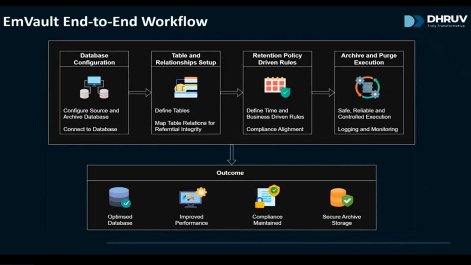Now let's look at EmVault end-to-end workflow. First is database configuration, wherein you will define the source and archive databases so that EmVault knows where to connect to. Next is table and relationship setup, wherein you will select the tables and define parent-child relationship to maintain referential integrity.